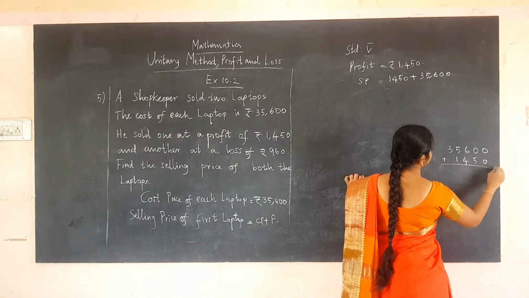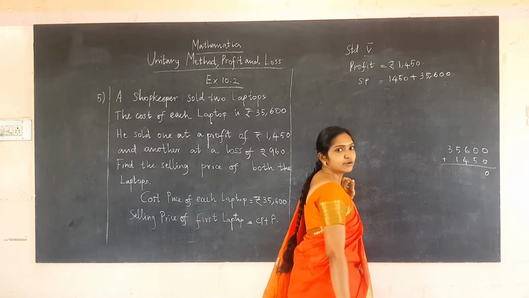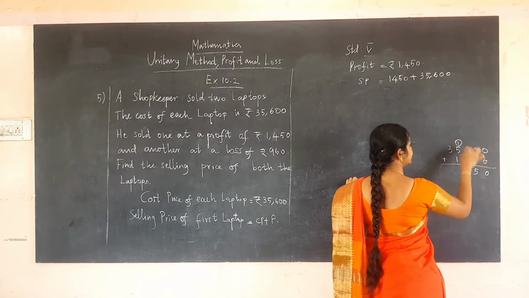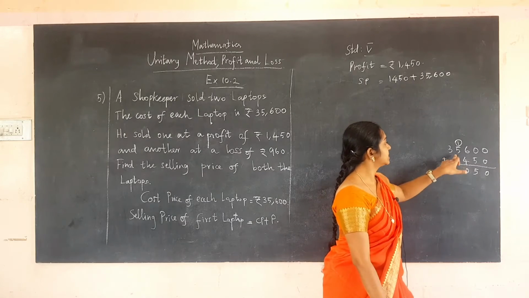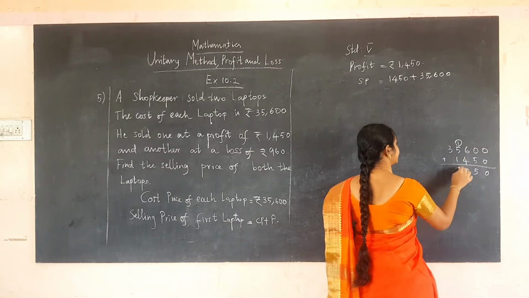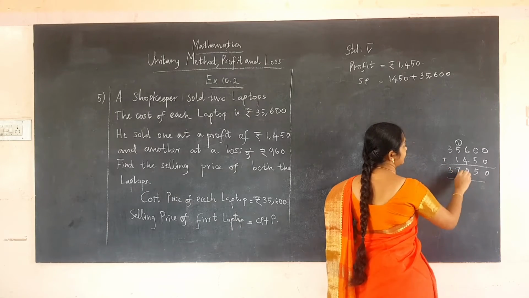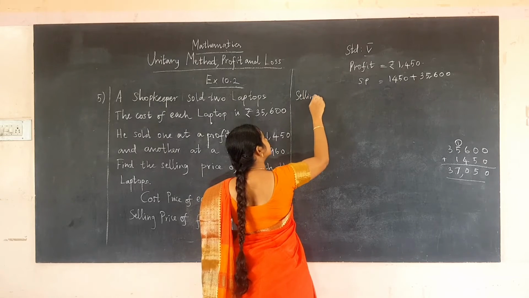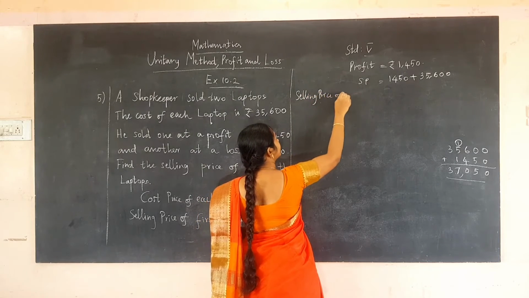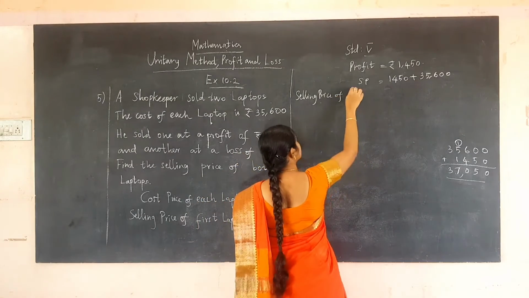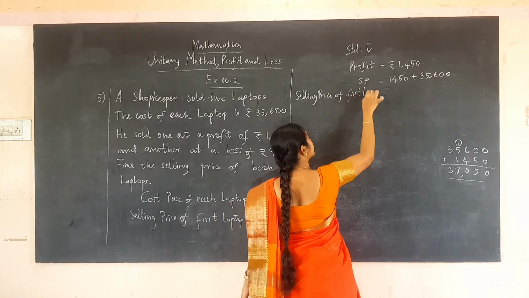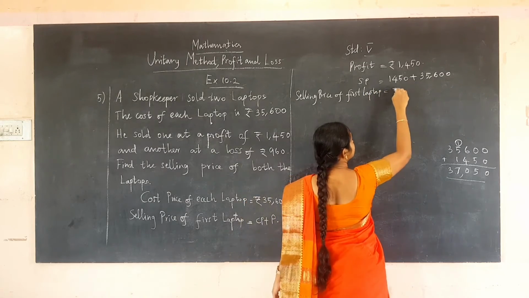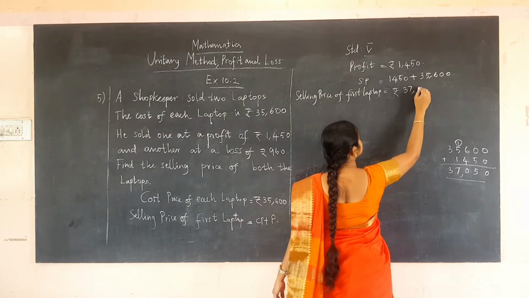Add. 0 plus 0 is 0, 0 plus 5 is 5, 6 plus 4 is 10, so 1 is carried to the next place. 5 plus 1 is 6, 6 plus 1 is 7, and here we don't have any number, so write 3 as it is. So the selling price of the first laptop is rupees 37,050.